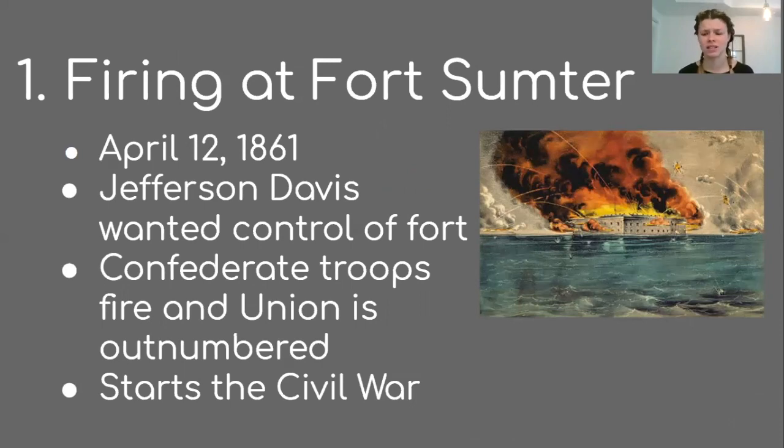When those southern states seceded from the Union after Lincoln's election, they took control of a lot of federal properties like post offices. But Fort Sumter was one of the few forts in the South, in South Carolina, that was still under control of the Union. On April 12, 1861, Jefferson Davis realizes he wants control of the fort. Confederate troops fire, and the Union is outnumbered, and this is going to start the Civil War. Fort Sumter is going to be taken over by Confederates.